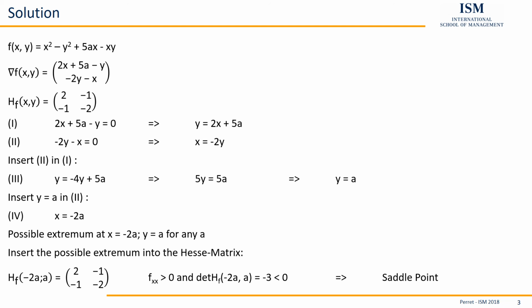So we can summarize that our function has at minus 2a, a, always a saddle point independent of any value of a. So a can be any real value. Our function will always have a saddle point at this position. And well, this was everything which needed to be done in the course of this exercise and concludes this exercise.